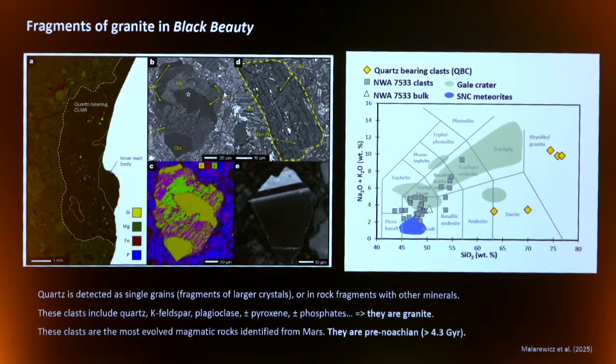And if you look now at this new class, they are depicted in yellow, and they really fall into the granite field here. So what is interesting is that these clasts are really the most evolved magmatic rocks identified from Mars so far, and they are Pre-Noachian. They have an age older than 4.3 gigayears.